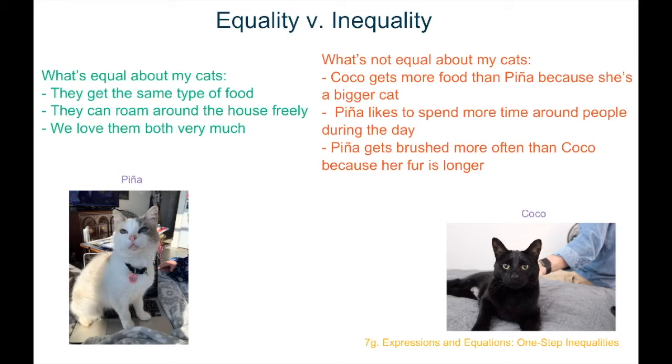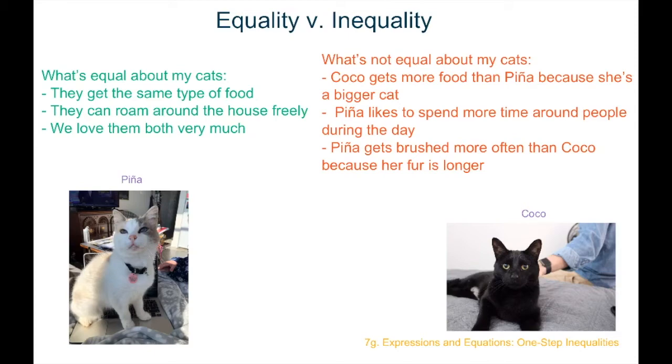So we'll start with what's equal about my cats. My cats get the same type of food. They're both able to roam around the house as freely as they want to. And we love them both very, very much. So that would be what I consider equality about my cats.